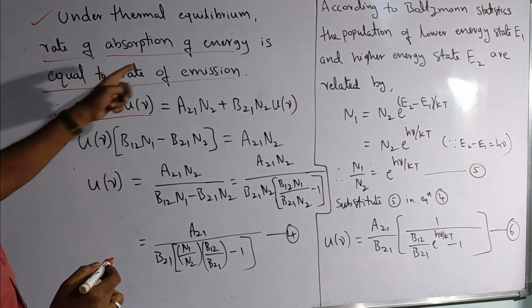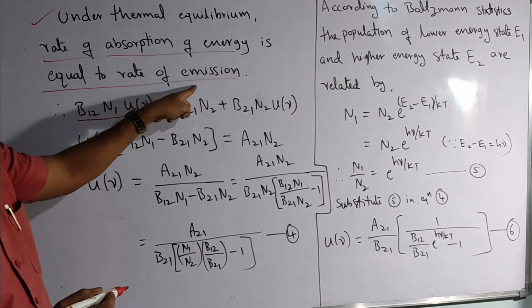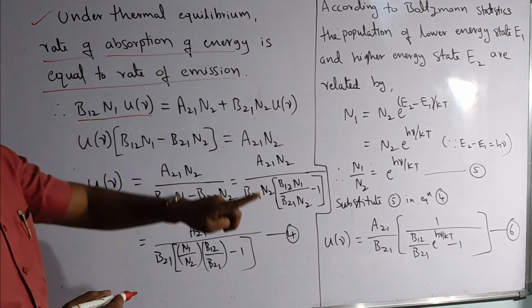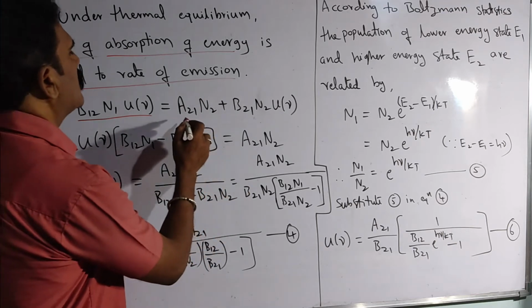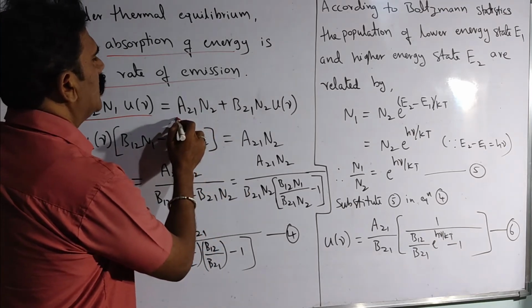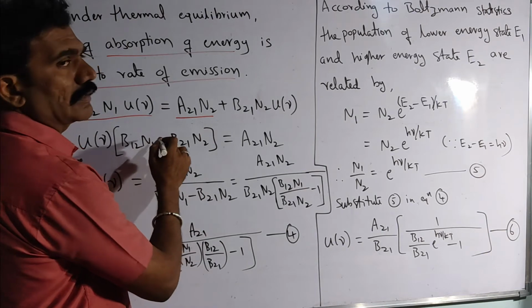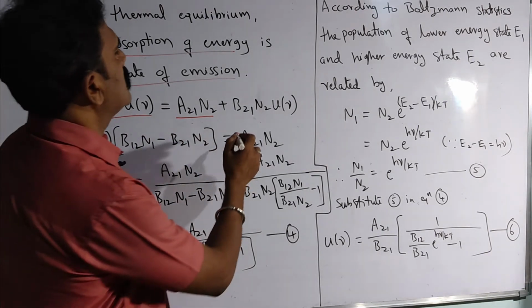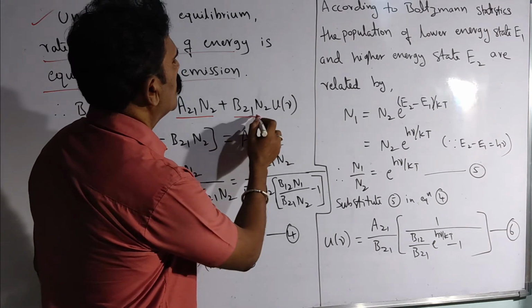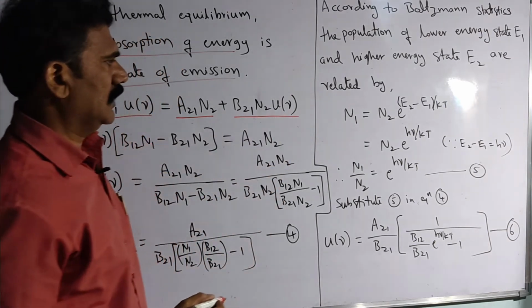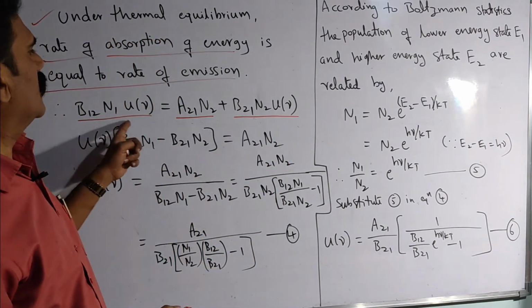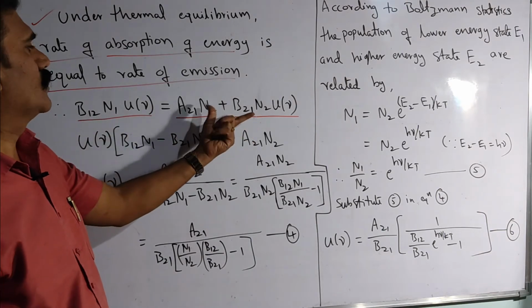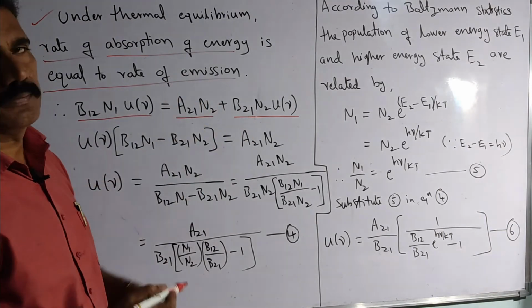And similarly, the total rate of emission depends upon both spontaneous emission and stimulated emission. So you should write the equations now from equations 2 and 3: A21 into N2, that is the spontaneous emission, and the stimulated emission, that is B21 into N2 into U of nu. Correct? So substitute equations 1, 2 and 3 here. This total gives the rate of emission.